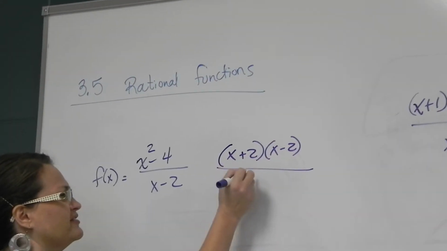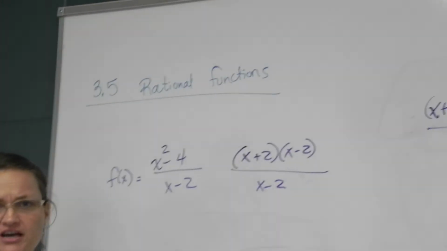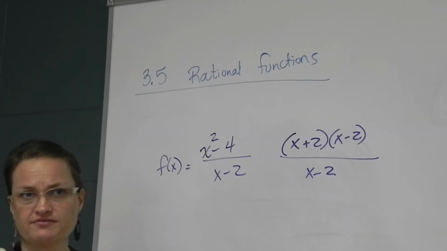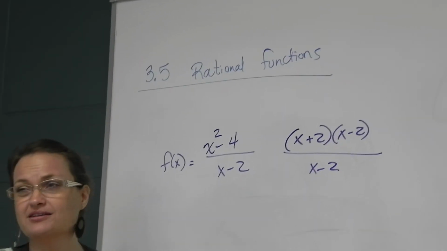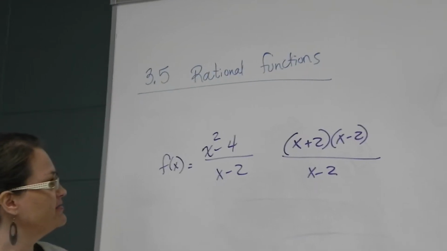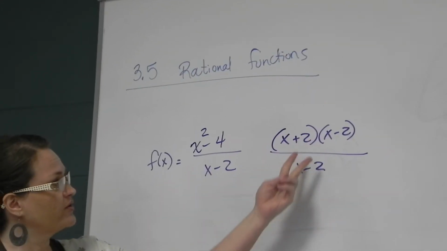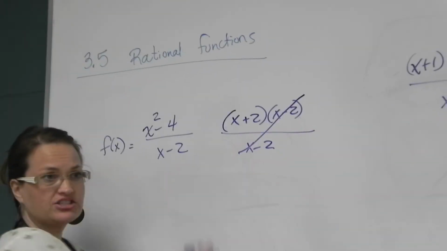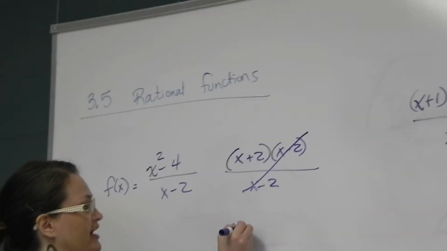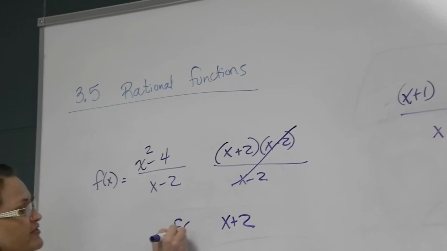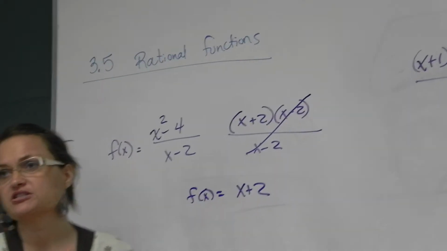That doesn't happen in too many of your homework problems, I'll tell you, so don't stress yourself trying to get it to factor. Look at it and it may factor, but not very many do. But this one does. Notice we could factor that numerator, and then the x minus 2's are a matching set, so you can reduce that, and now it's just f of x equals x plus 2.